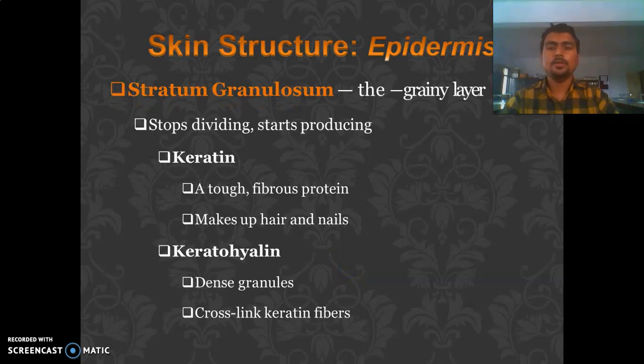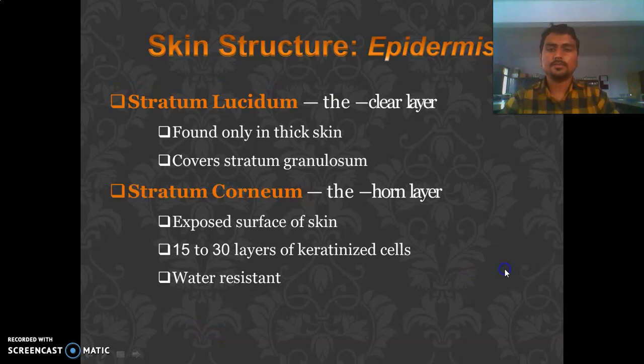Now the stratum granulosum. This is the granular layer. Here the cells stop dividing and start producing. In the stratum granulosum, the dividing of the epidermal cells stops, and at this point the production starts. The stratum granulosum produces keratin and keratohyalin. Keratin is a tough fibrous protein that makes up hair and nails, and keratohyalin forms dense granules and creates cross-linked keratin fibers.